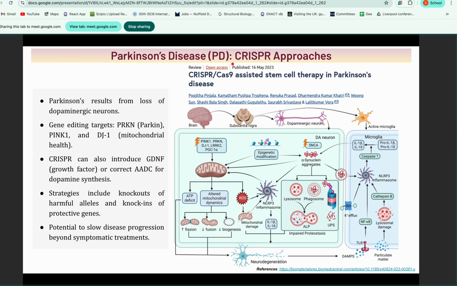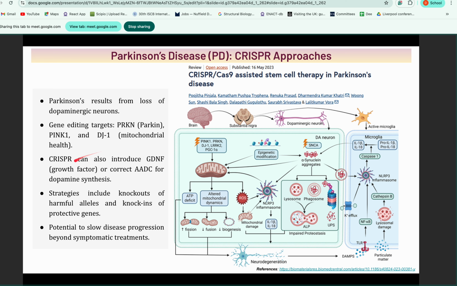So we'll talk about Parkinson's disease, which is one among the neurodegenerative disorders. This is the paper in which they have very clearly mentioned how we can use CRISPR-Cas9 stem cell therapy in Parkinson's disease. If you're interested, you can go through the details, but I'll give you the overview. Generally, Parkinson's disease results from the loss of dopaminergic neurons, which release dopamine. In gene editing, the targets will be PRKN, which is the Parkin gene, PINK1, and DJ1. These genes are responsible for Parkinson's disease.